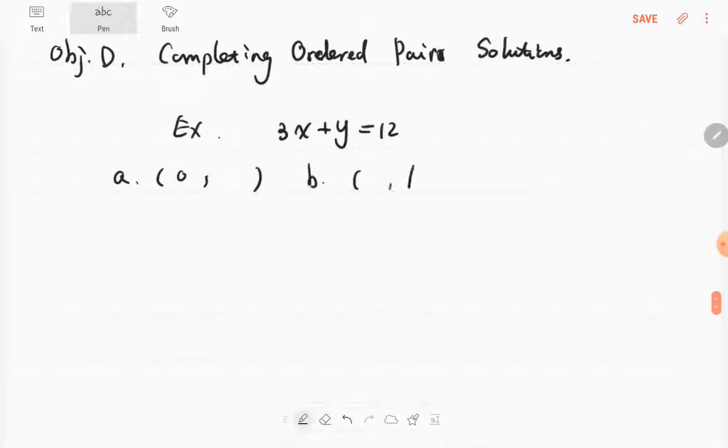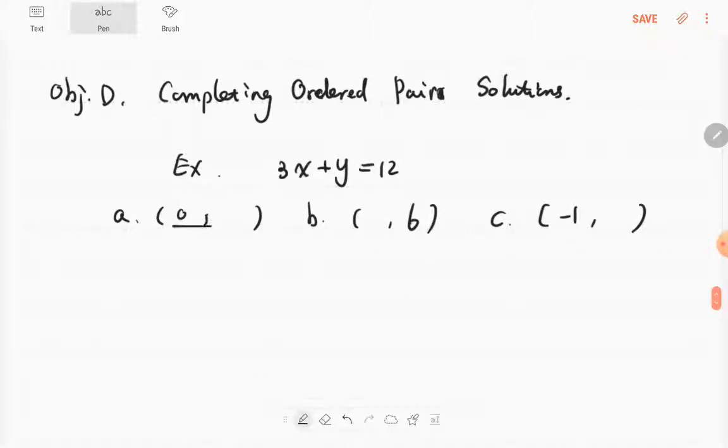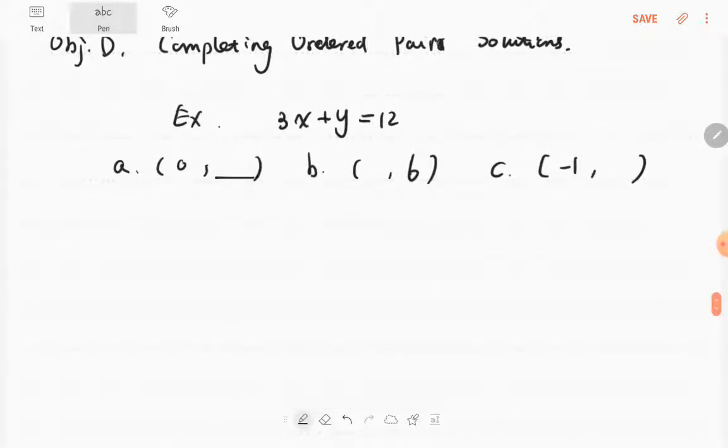We just have one value, one number in this paired number. So we should complete the pair by finding the missing value, right? So for example, the first we have 0, something. So we need to find what is the second value. And we know in each pair, the first value is for x. The second value is the value for y.